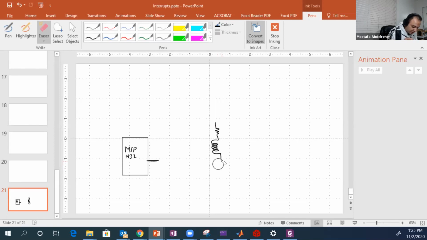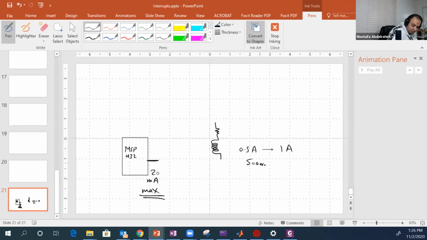So here you have 20 milliamperes maximum. And to make the motor run or turn, you need around half an ampere to 1 ampere.